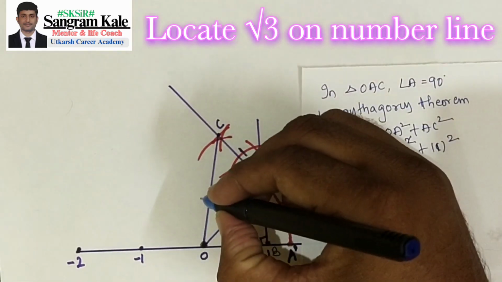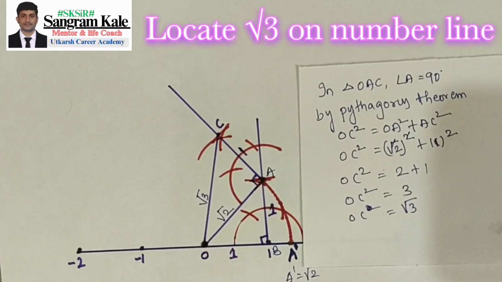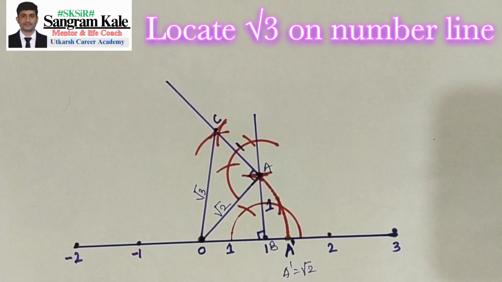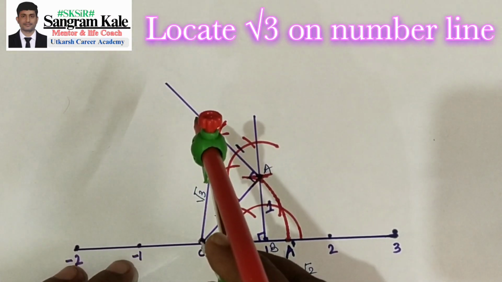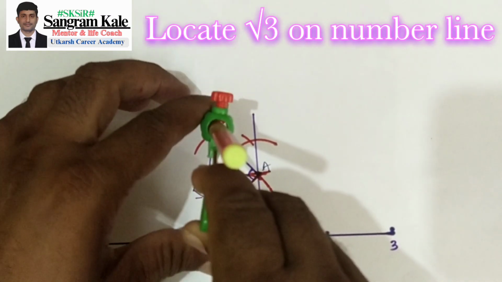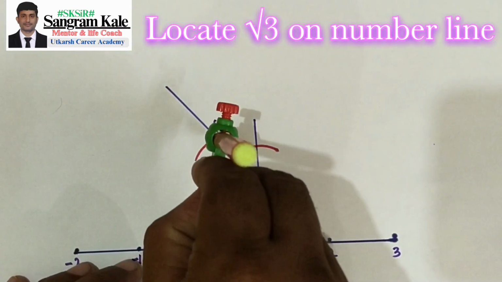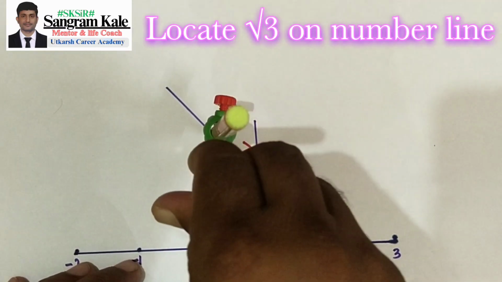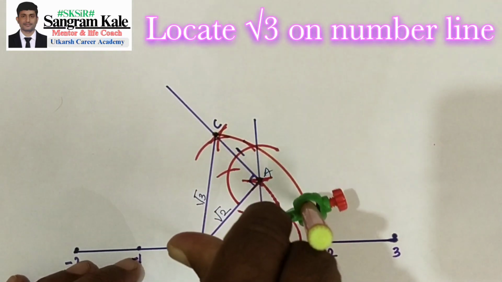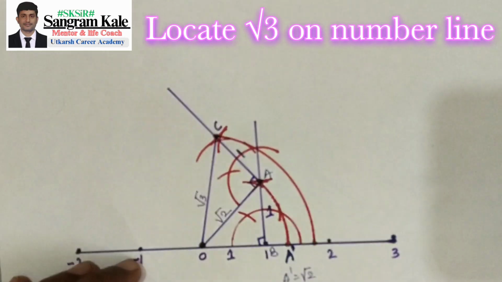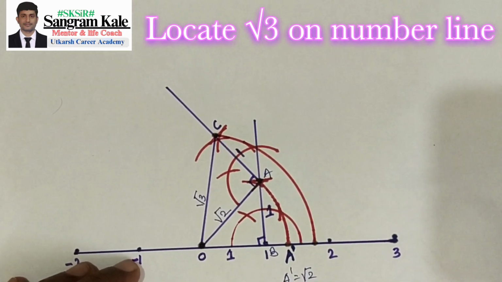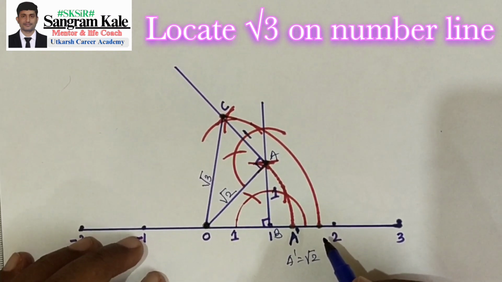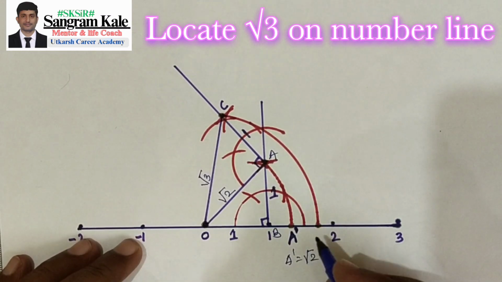And this much distance we must show on the real number line. On which line are we drawing that? This is a number line, the real number line. So draw an arc with distance OC and take that arc to the real number line. Yes, very good. And the point where it intersects the number line, from O to that point is the distance, that is root 3.